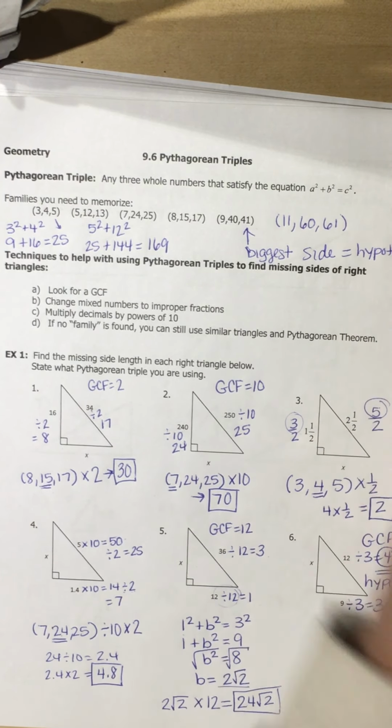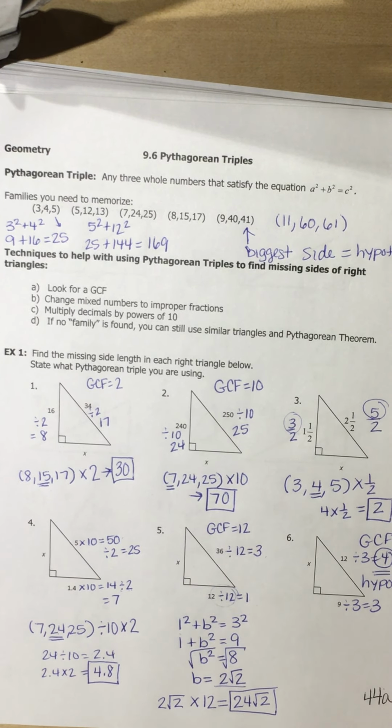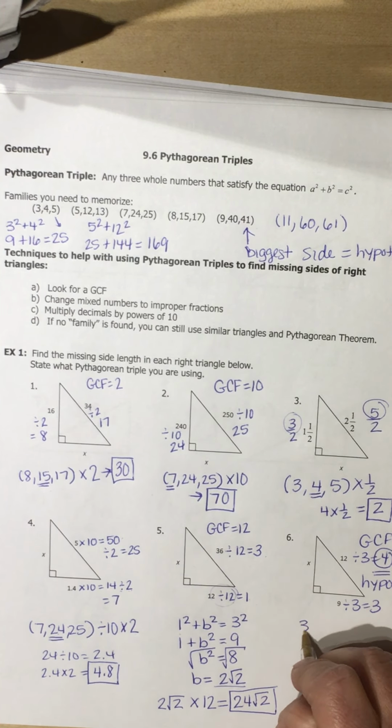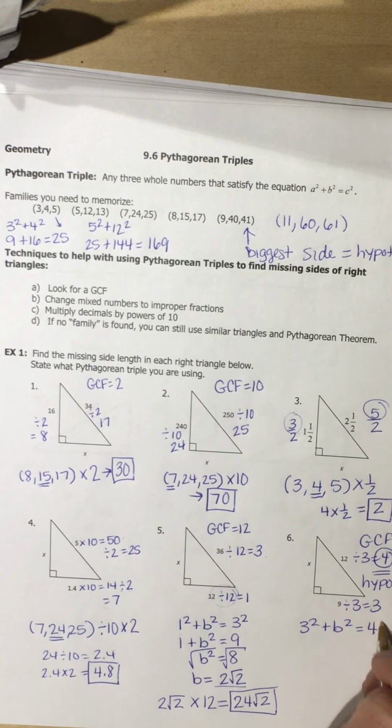And that's not what I was given in this side. If this were going to be a member of the 3, 4, 5 family, the hypotenuse should have been 5, and this leg here should have been 4. So this is not a triple, but we can still use the principle of the reduced triangle and similar triangles and scale factors. And I'll say that 3 squared plus b squared equals 4 squared.